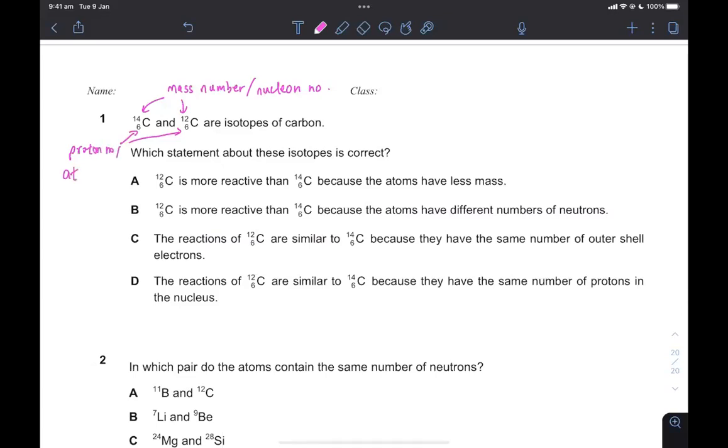Because when you sit for the test in school, you won't have your notes next to you, okay? Which statement about this isotope is correct? Now, we look at A, B, C, and D. We read, and we need to be very careful as we read, okay?